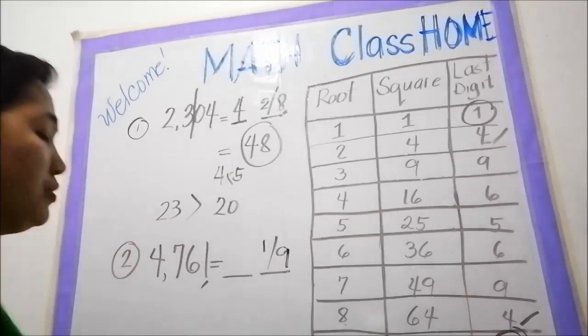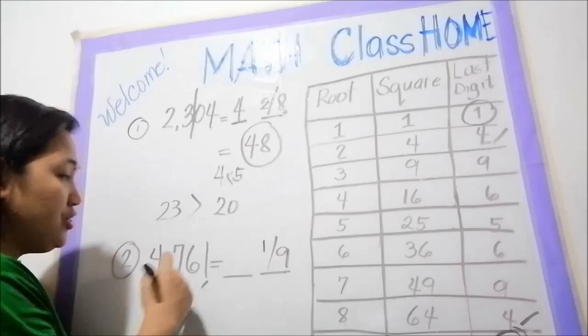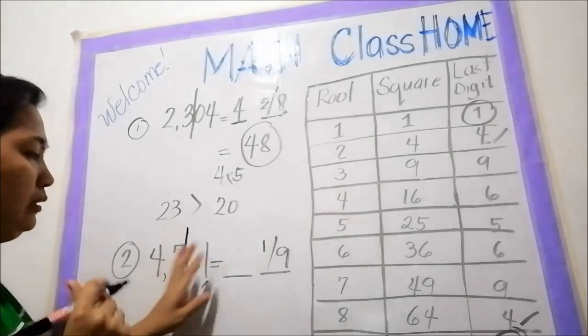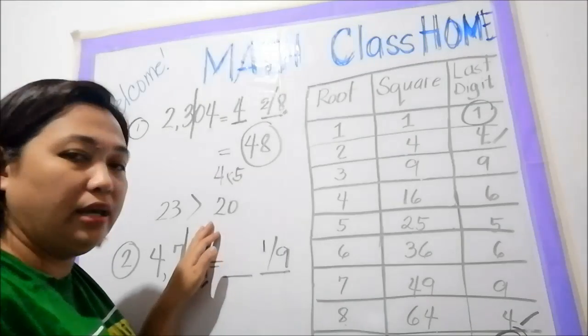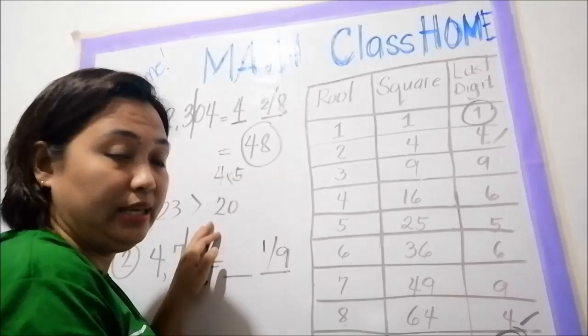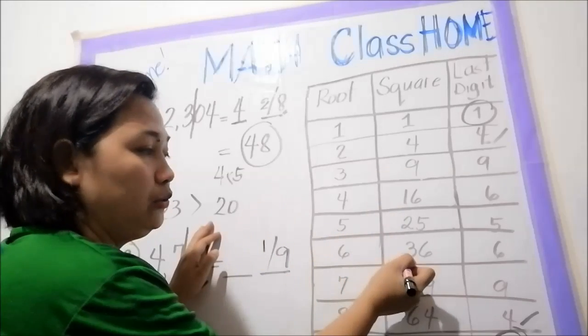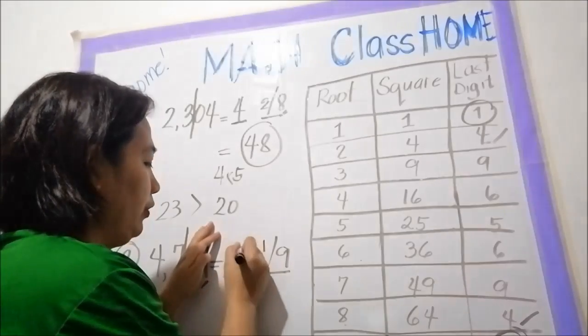Now, the second step is to divide the four digits into 2. Disregard this. You have 47. 47 is between 36 and 49. Get the lower number, 36. And the square root of 36 is 6.